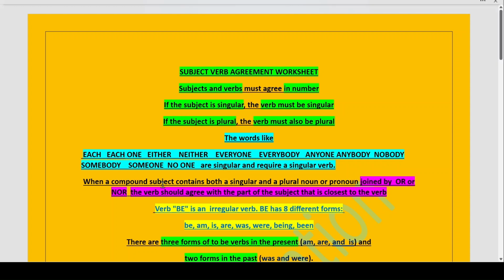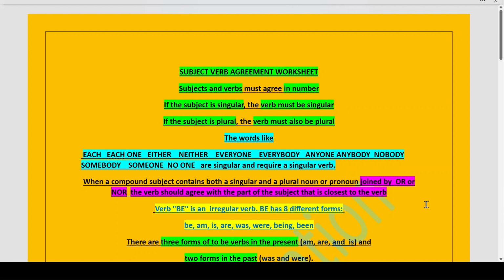Now, when a compound subject contains both a singular and a plural noun or pronoun. Okay, what is a compound subject? It contains more than one noun. So, if the compound subject contains both singular and plural noun or pronoun, which are joined by the word or or by the word nor, then the verb should agree with the part of the subject that is closest to the verb. This we will do with a lot of examples to make it clear.